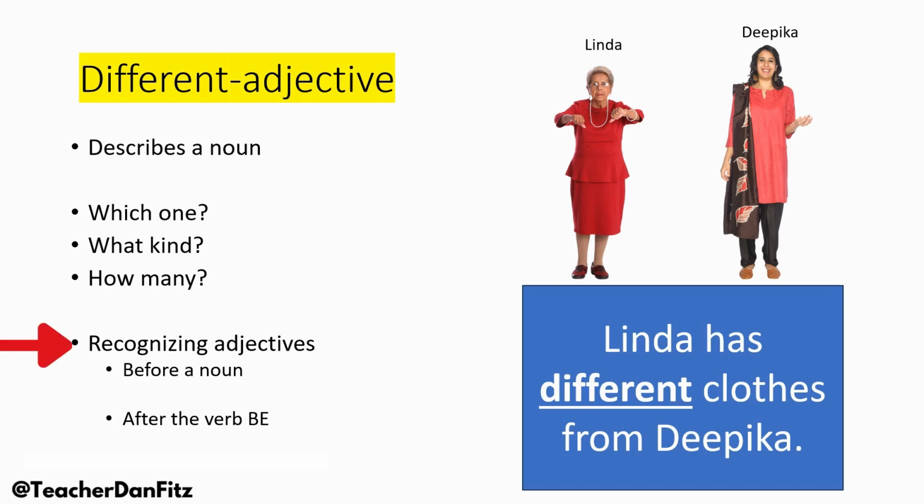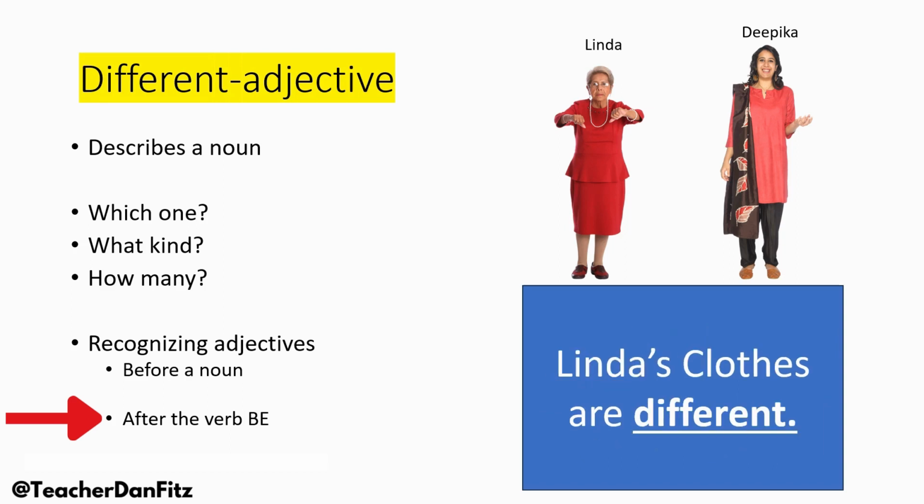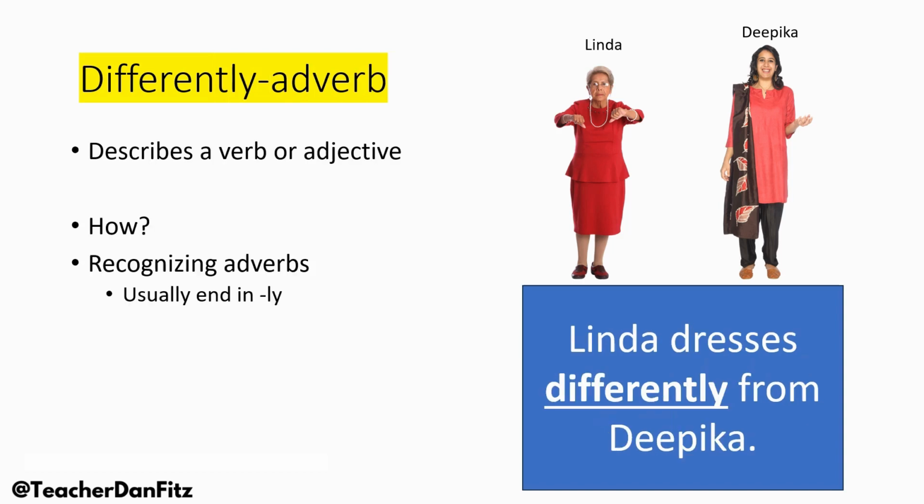Where do we see adjectives in a sentence? First of all, usually they come before the noun that they describe. Like in my sentence, it's different clothes. Different comes before clothes. However, it can also come after the verb be or another helping verb. For example, we can see in this sentence we have Linda's clothes are different. So different is the adjective form, and it comes after the verb be, which looks like are in this sentence, and it's still describing the clothes.